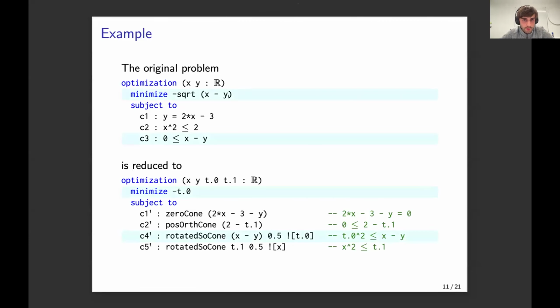So the square root reduces to, I introduce a new variable and I add this constraint. This equality constraint is pretty straightforward. It just reduces to this constraint in the zero cone. And this nonlinear constraint, in this case, it translates to two constraints. This is basically an inequality constraint, and this is again a constraint in the quadratic cone.